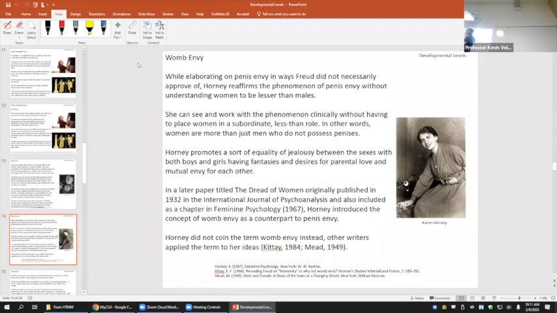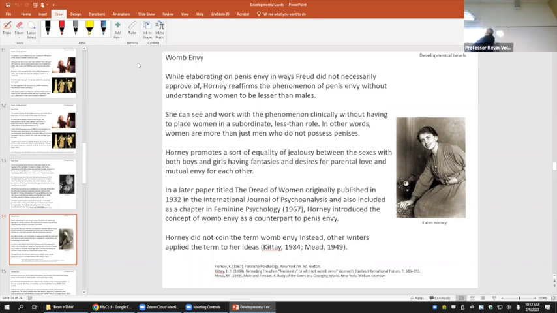This is the old school Freudian view, that women are just men who don't have penises, right? Obviously, there's clearly a misunderstanding there. So Karen Horney is one of the people, and this is a younger Karen Horney, also with the birth school, who really turns this around. And I think you can start thinking of her as one of the pioneers of modernizing psychoanalytic thought. She promotes a sort of equality of jealousy between the sexes, with both boys and girls having fantasies and desires for parental love and mutual envy for each other. I think this is really important.